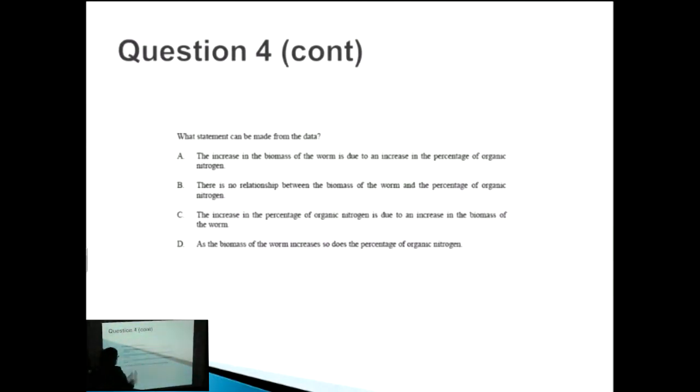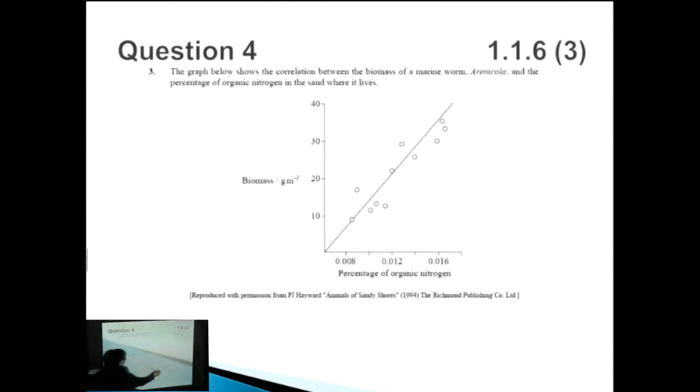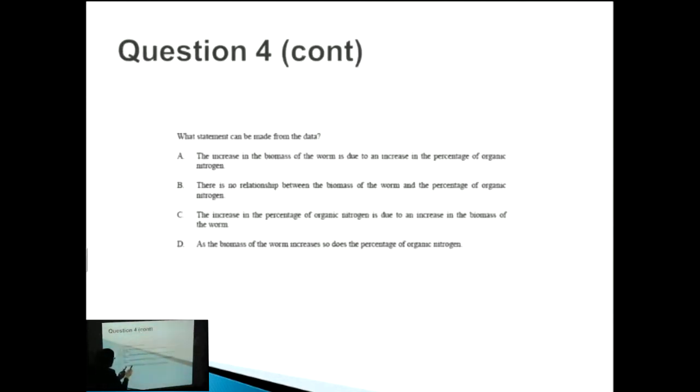So A, the increase in the biomass of the worm is due to an increase in the percentage of organic nitrogen. We don't really know that the increasing nitrogen causes the increase in biomass. It's a correlation, not a causation. And that's the same for the point number C as well. The increase in the percentage of organic nitrogen is due to an increase in the biomass of the worm. The bigger worms, they could be excreting more nitrogen. That's a total possibility, but we don't know for sure. So therefore, A and C are removed.